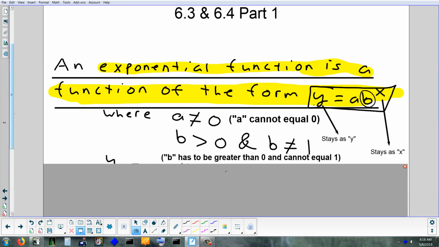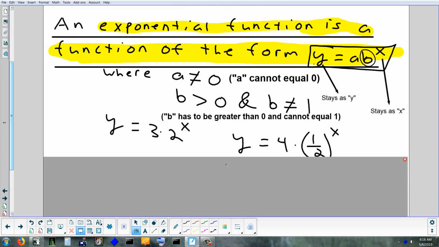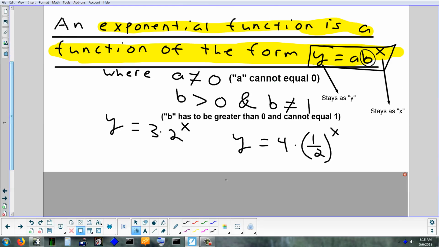You guys, you have that little box on your notes there, with the y inside of it, the equal and the x. If you want right now, there's arrows coming out of the y and the x. You can just put stays as x, stays as y.